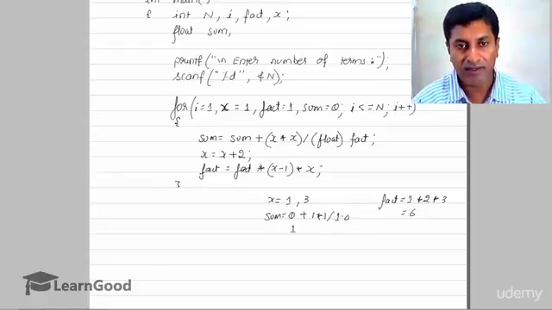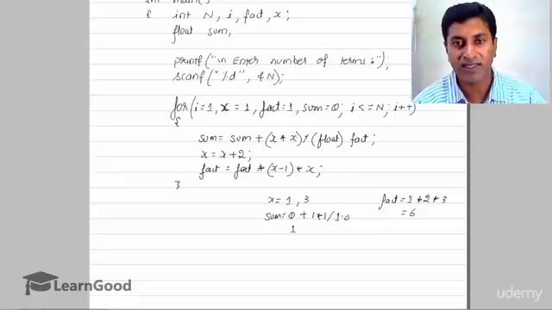Then again go back here, i plus plus, i is going to be 2, and 2 is less than or equal to the number of terms, which is 3. It comes down to this place, again sum equals sum plus x into x, where x value is 3, so 3 into 3, 9, divided by the factorial, that is 6.0. So this is how it keeps on computing.